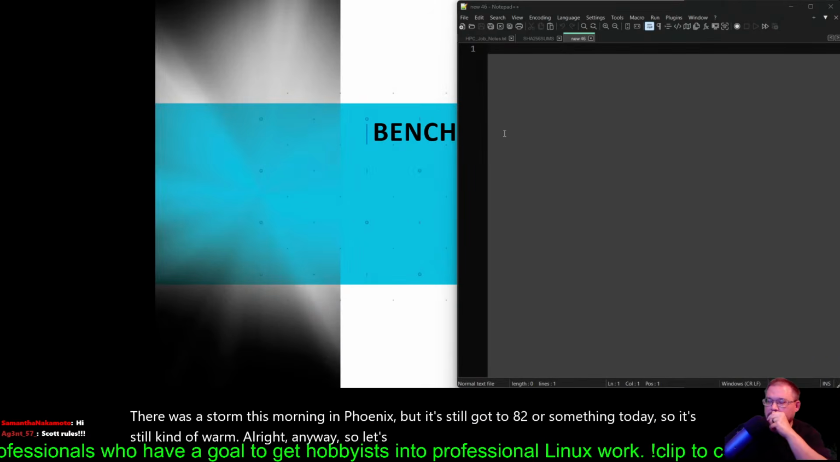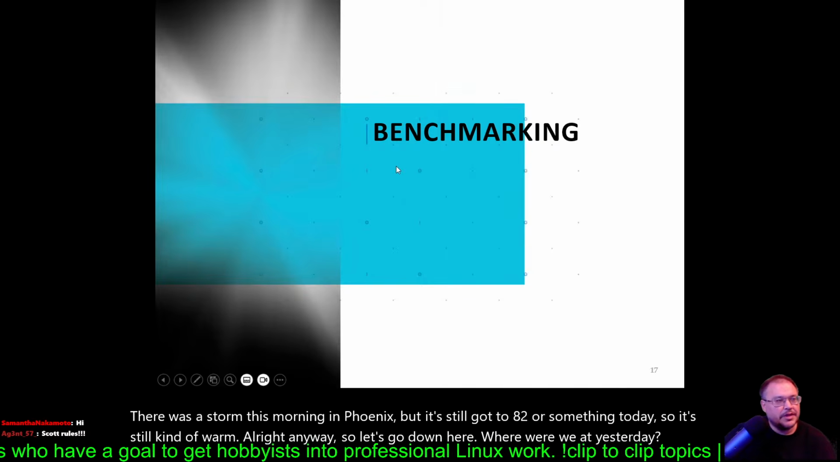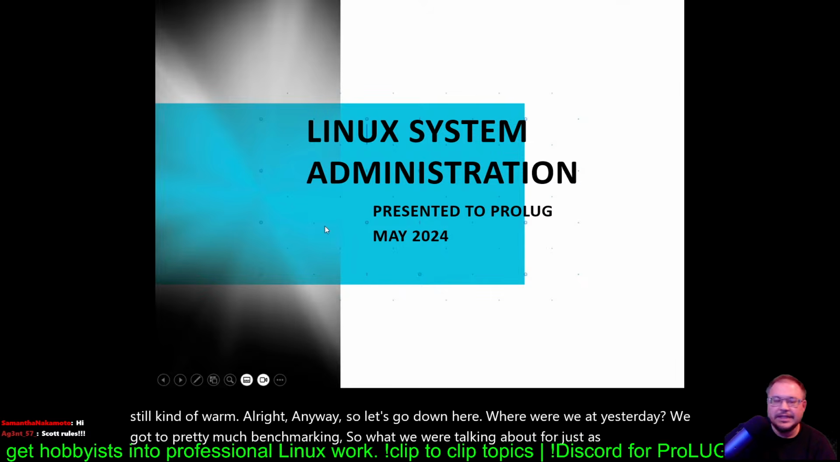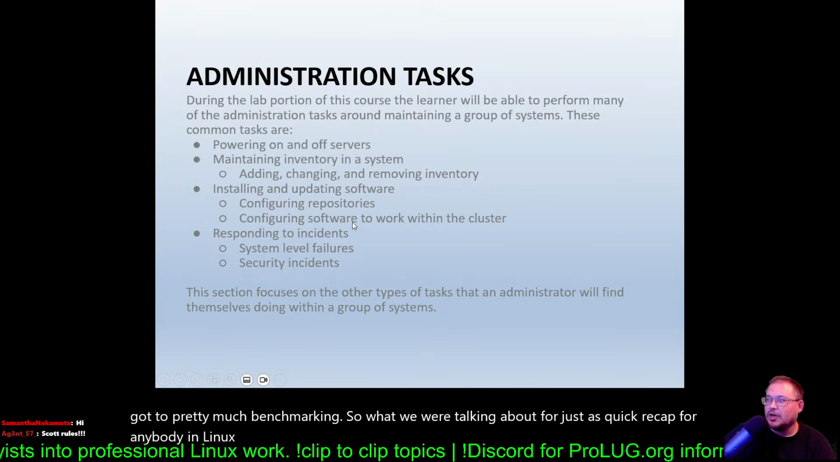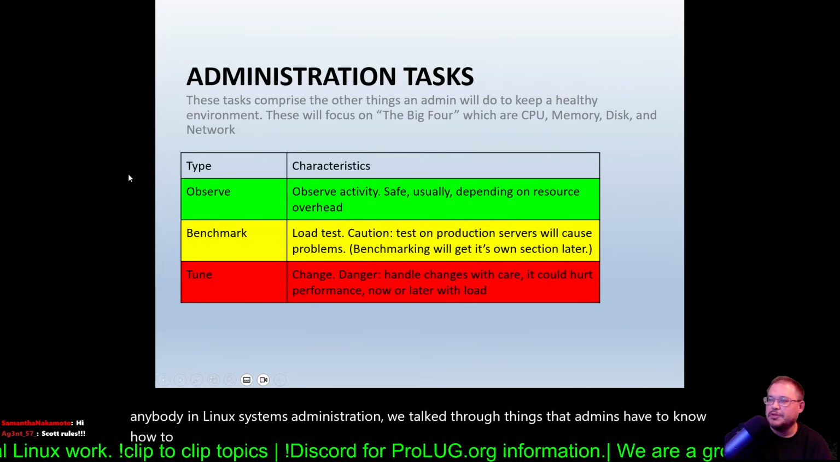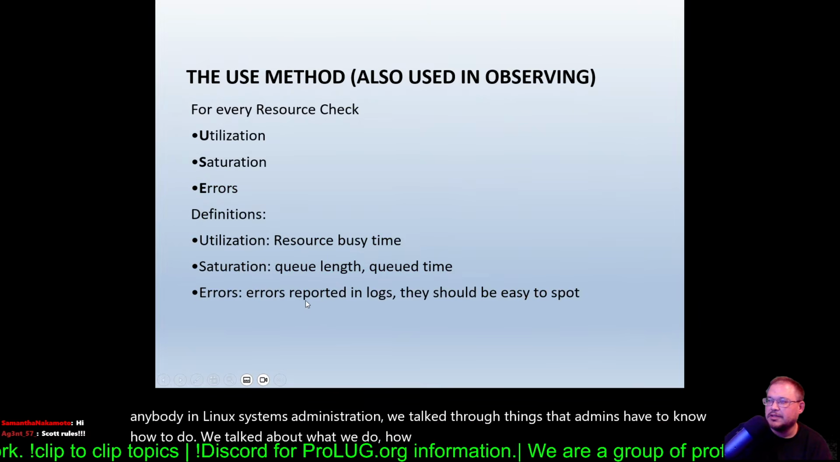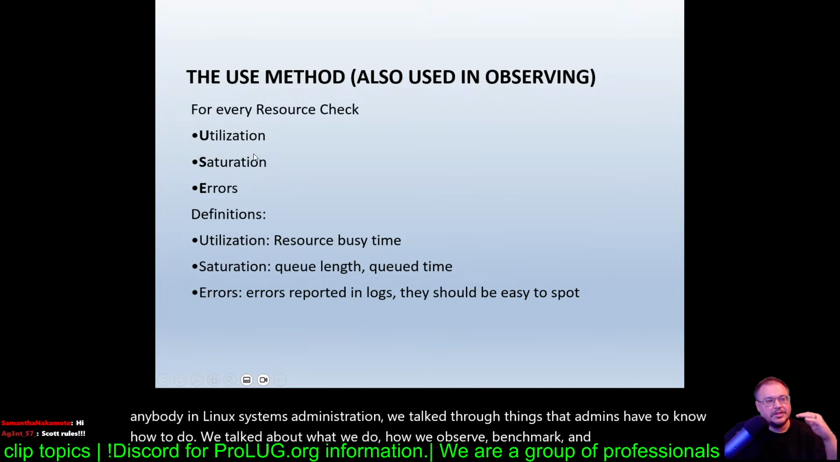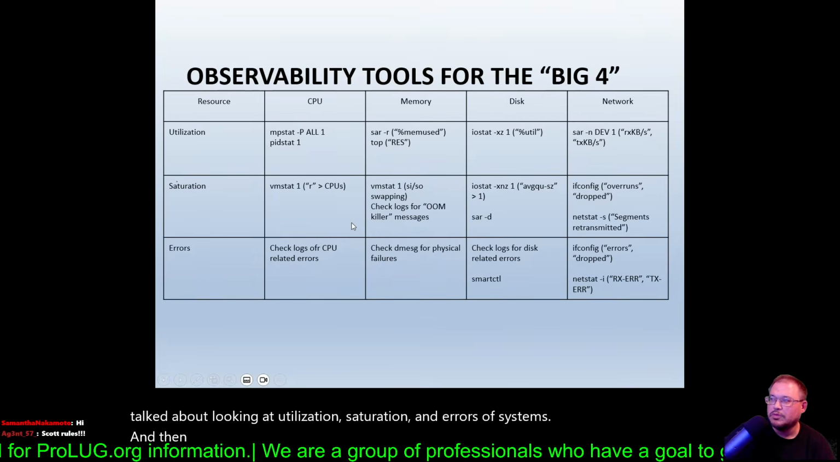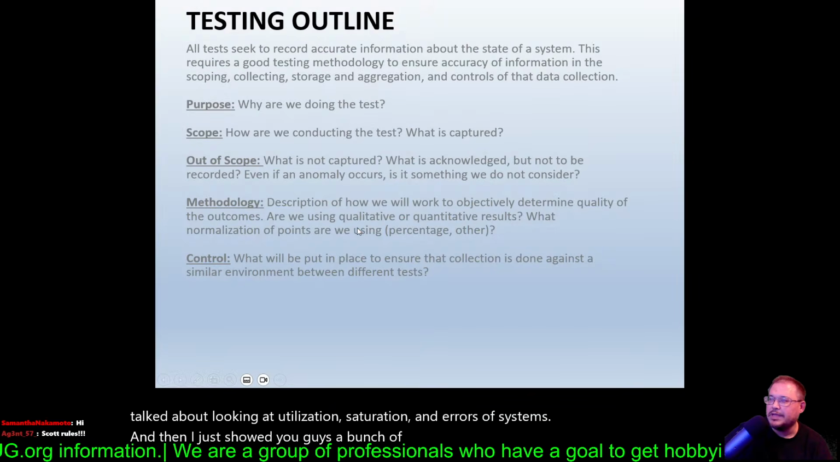Where were we at yesterday? We got to pretty much benchmarking. As a quick recap for anybody, in Linux Systems Administration, we talked through things that admins have to know how to do. We talked about what we do, how we observe, benchmark, and tune systems. We talked about looking at utilization, saturation, and errors of systems. Then I showed you a bunch of tools, and then we talked about how we test things.